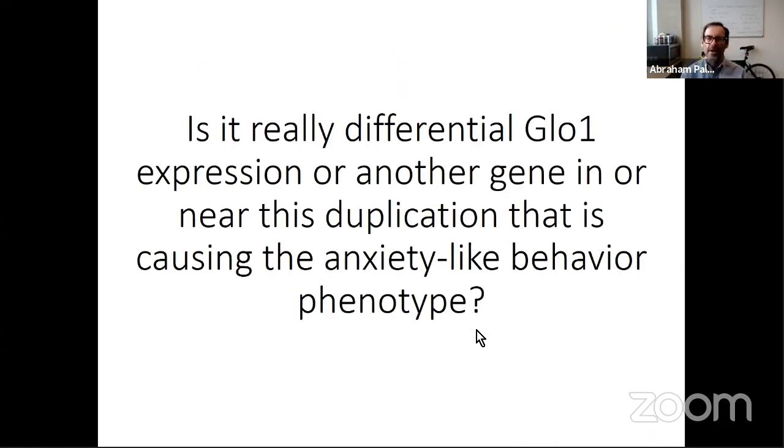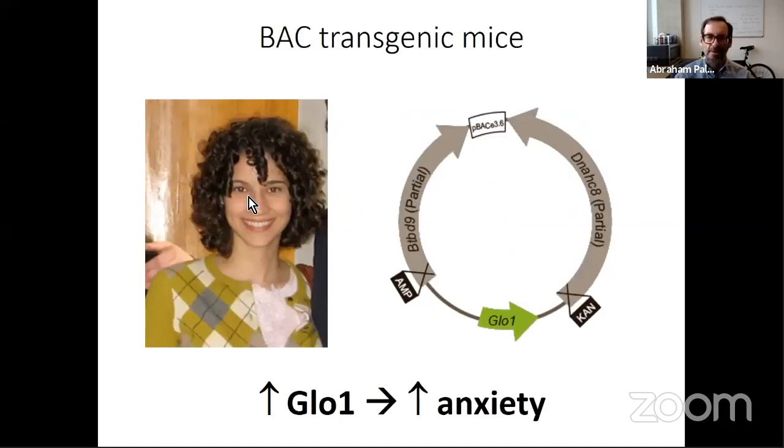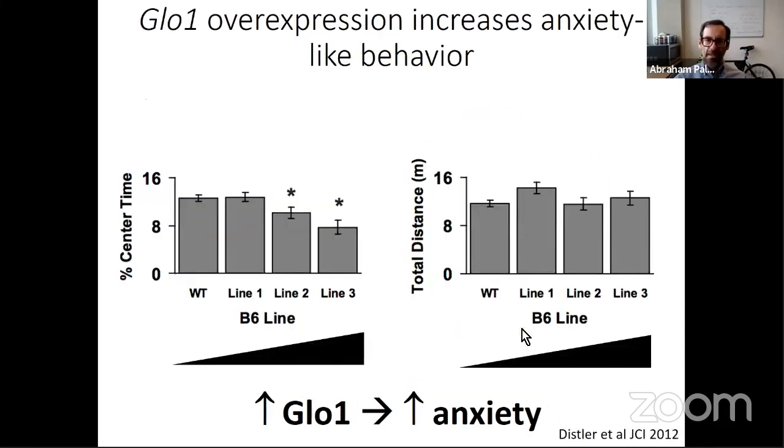But we didn't know if that was really due to GLO1 in particular, or maybe one of the other genes in that duplication, or maybe just something that was disrupted by that big insult to the genome. And so to get at that, Margaret Dissler, who at the time was a postdoc or a graduate student in my lab, used recombineering to put in about a 250 kb segment of the mouse genome, a BAC transgene. She used recombineering to kill 2 of the neighboring genes so that only GLO1 would be expressed in animals that took up this BAC. And to make a long story short, we found that on the B6 background, the more copies of this BAC that had been incorporated into the animals, the more anxious they seemed to be.